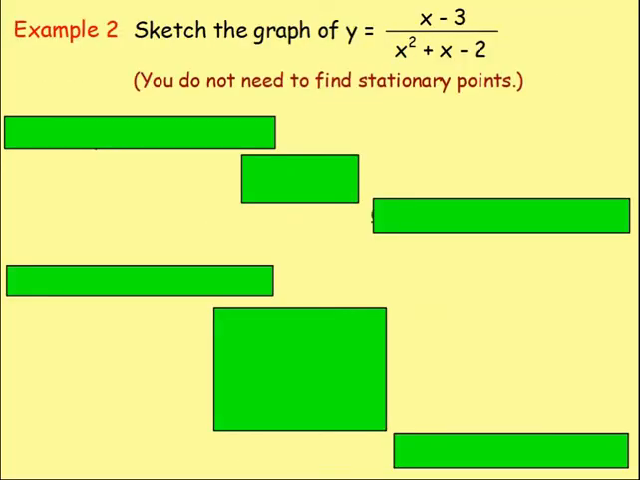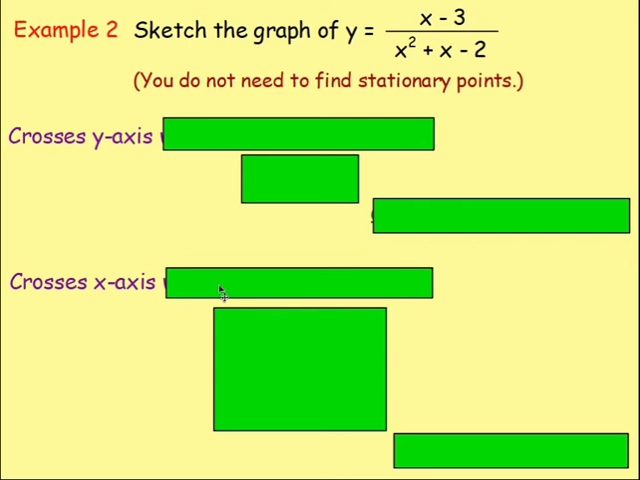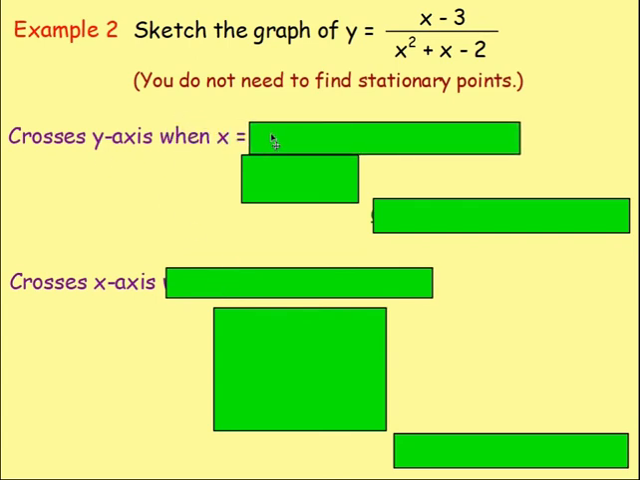Example 2, sketch the graph of y equals x take away 3 over x squared plus x take away 2. And once again, you do not need to find the stationary points. So the first things to find for the graph: find out where it crosses the x-axis and find out where it crosses the y-axis. So it's going to cross the y-axis when x equals 0.